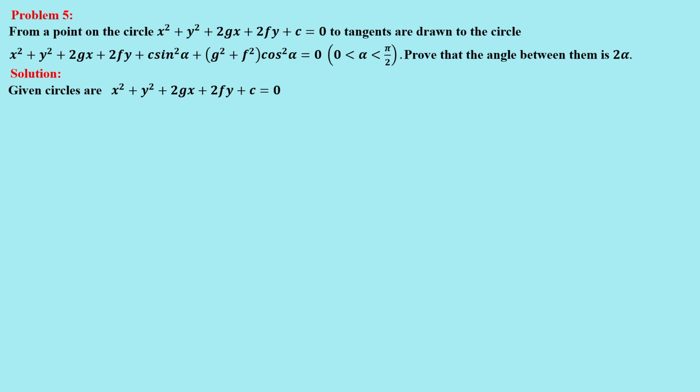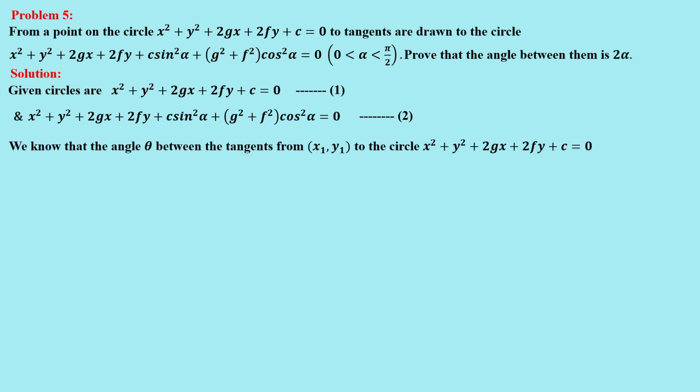Given circles are x² + y² + 2gx + 2fy + c = 0, that is equation number 1. The second circle x² + y² + 2gx + 2fy + c sin²α + g² + f² cos²α = 0, that is equation number 2. We know that the angle θ between the tangents from the point (x1, y1) to the circle is given by tan(θ/2) equal to r by root of (x1² + y1² + 2gx1 + 2fy1 + c).